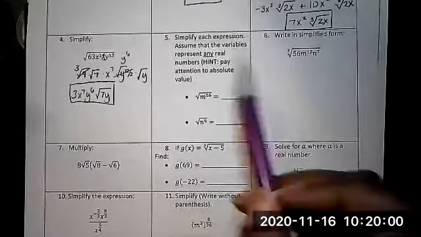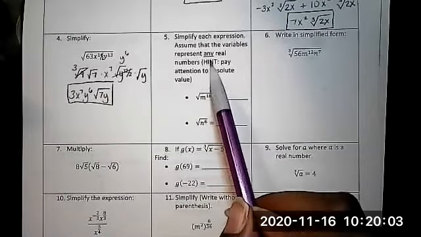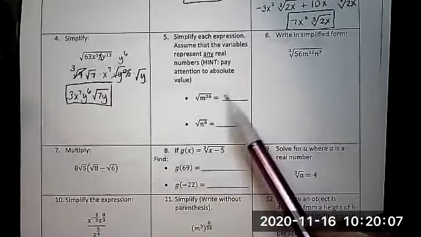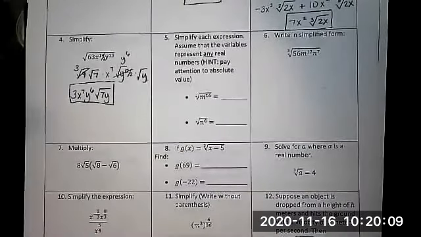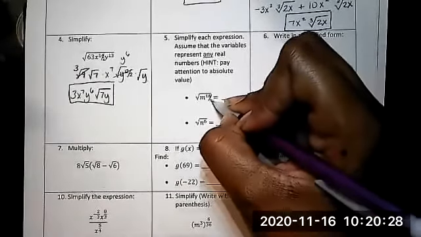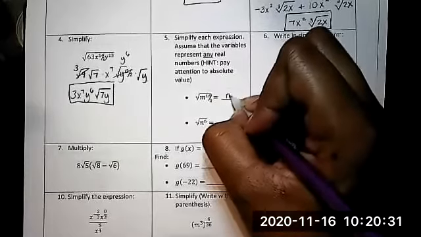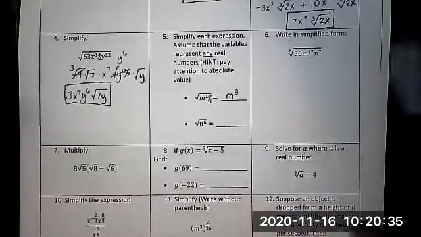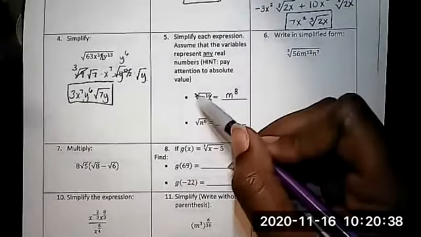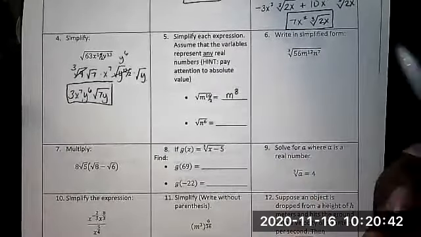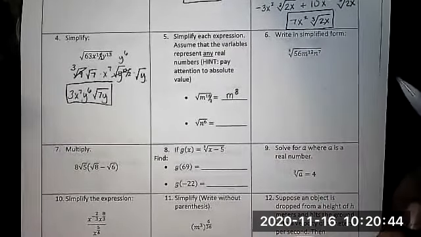Okay, simplify each expression. Assume that the variables represent any real numbers. Pay attention to absolute value. Absolute value is important. Of course, do we have the absolute values here? We will see. All right, so of course, divide this by 2. Okay, this becomes m to the 8th power. Okay, no absolute value there. Why no absolute value? Because this is an even number, and then whatever answer comes out becomes m to the 8th. That's even. So you know that that's always going to be positive either way.